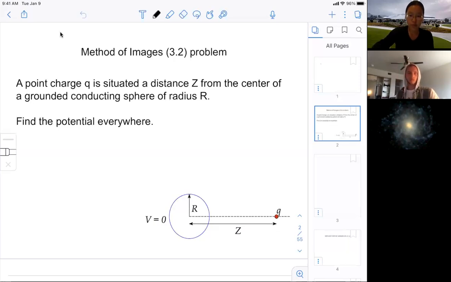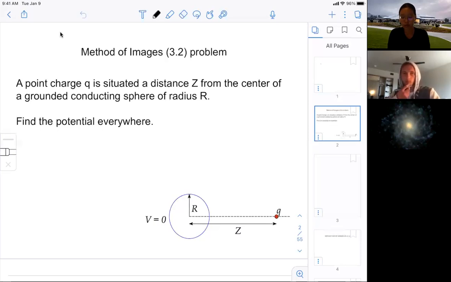We have a point charge Q at a distance z away from the center of a conducting sphere. This conducting sphere is grounded, so it has potential 0. It has a radius r. The question is: find the potential everywhere. It's a method of images problem. You know that you can solve this by putting an image charge somewhere as an equivalent, so you change this problem into an equivalent problem of the real charge and the image charge.